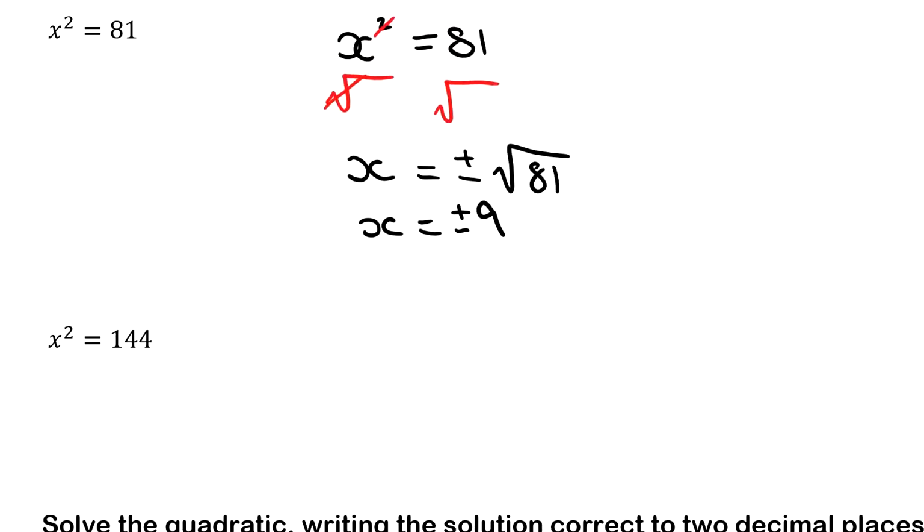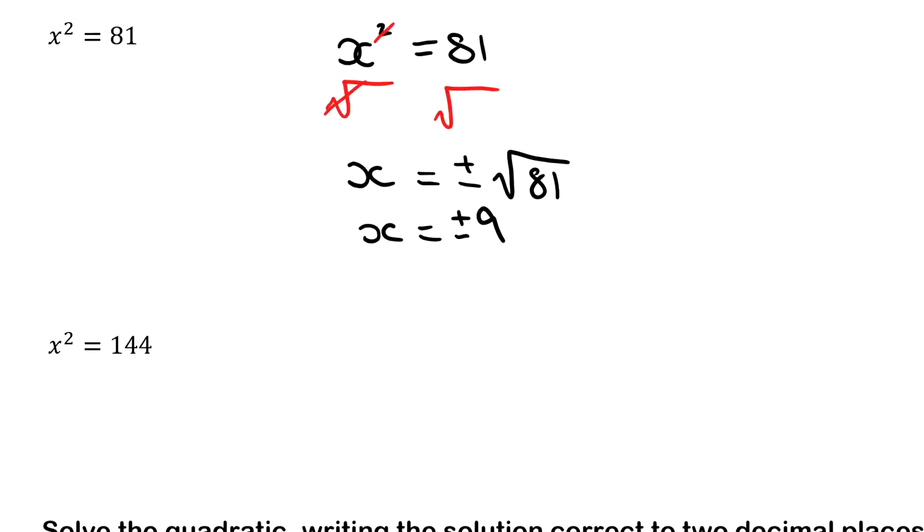We'll do the same thing for x squared equals 144. We do the inverse by square rooting. So x is going to equal plus or minus 12.